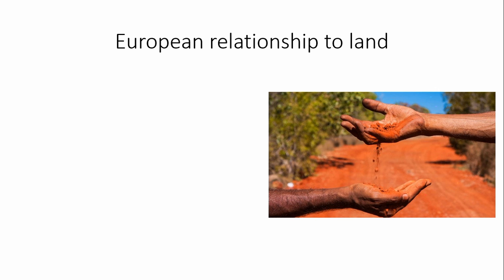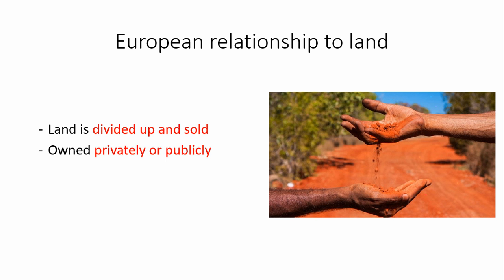Okay, now that's very different from the European relationship to land. Okay, in the European worldview, land is divided up and it's sold, right? It's owned either privately or publicly. In most cases, land is private property, owned by one person or a small group of people. In other cases, it can be public property, which serves the role of benefiting the collective.